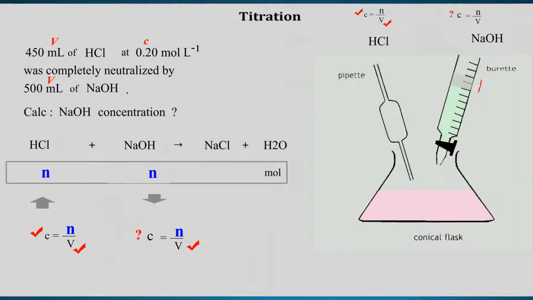When the color changes, you shut off the stopper. This indicates that at this stage the moles of acid equal the moles of base. Now you know how much has been dripped from the burette, so you know the volume, and by this relationship you can find the concentration of the unknown sample. This is titration.